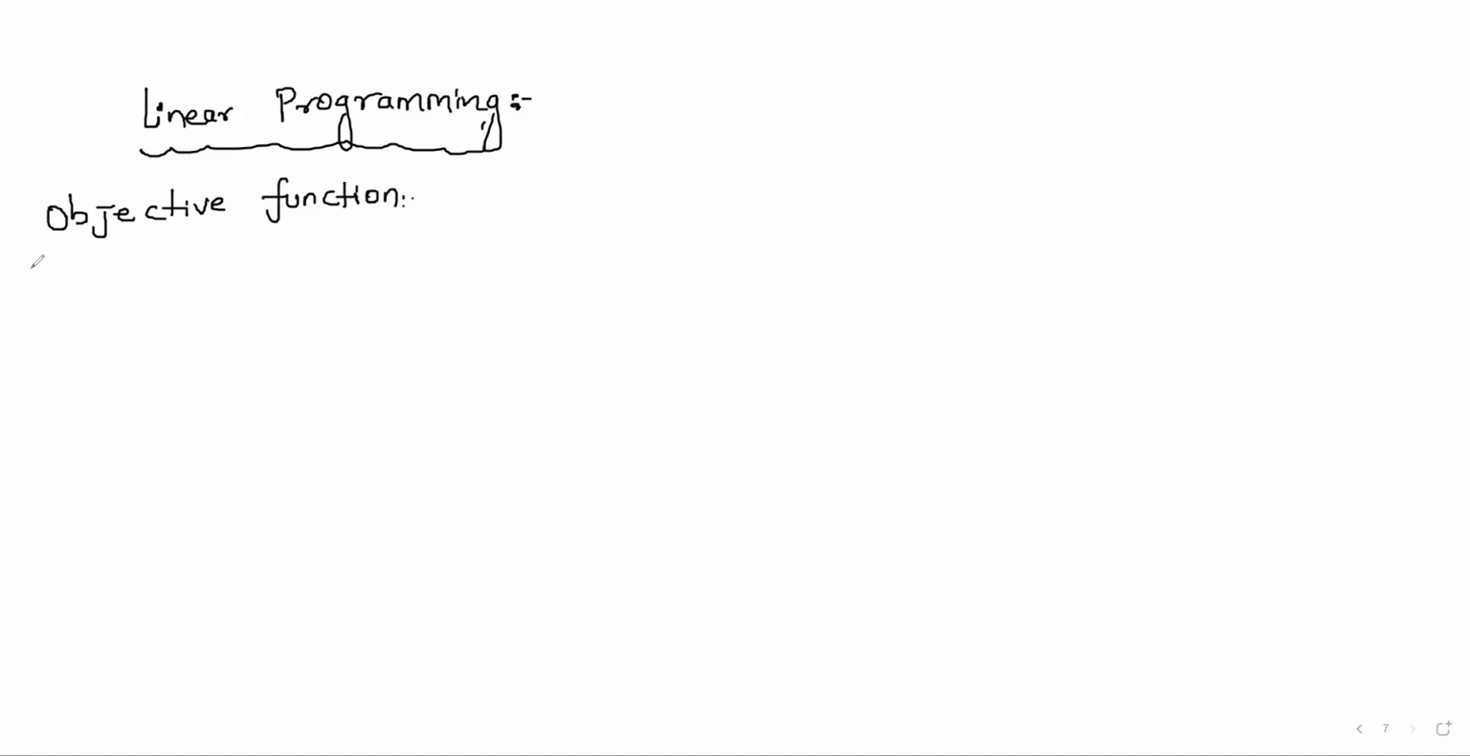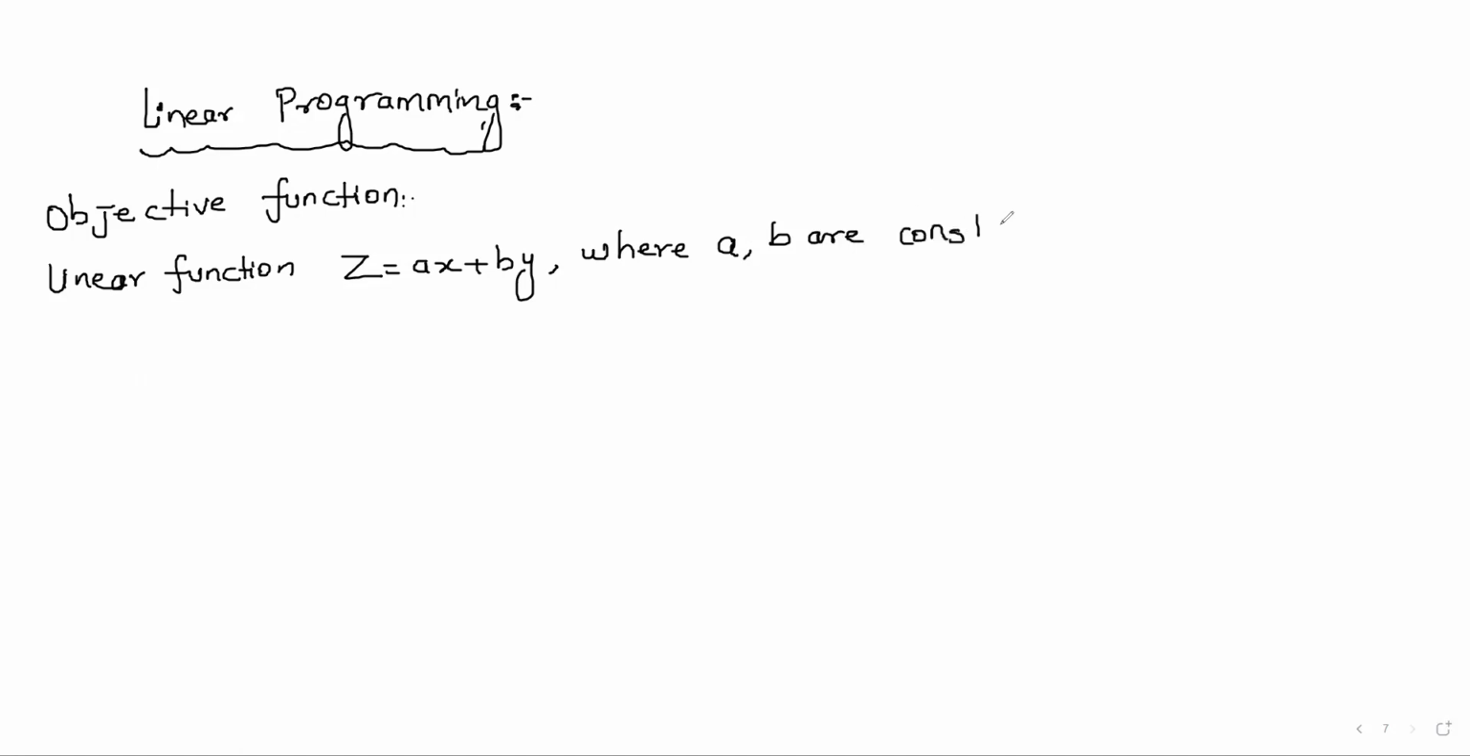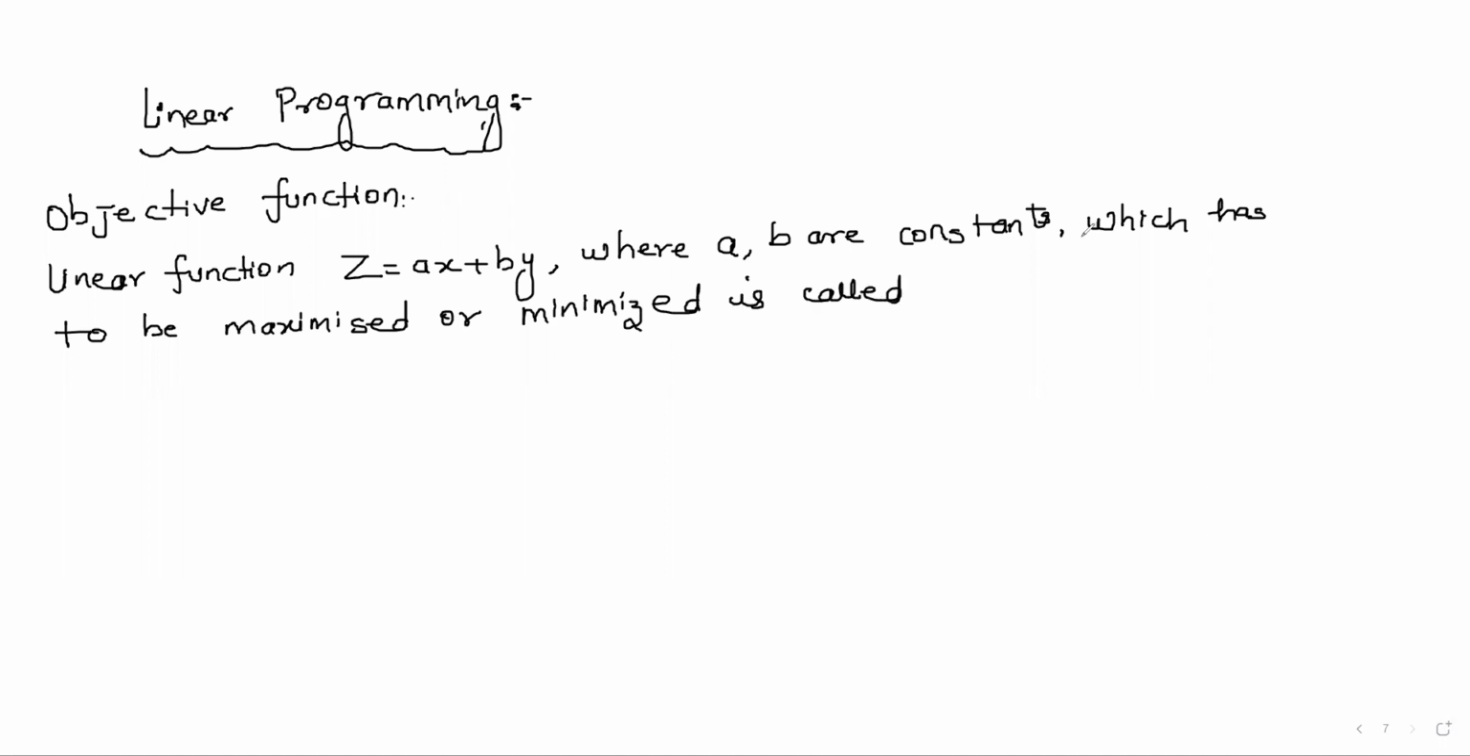Okay. What is the objective function? A linear function z is equal to ax plus by, where a and b are constants, which has to be maximized or minimized, is called a linear objective function.